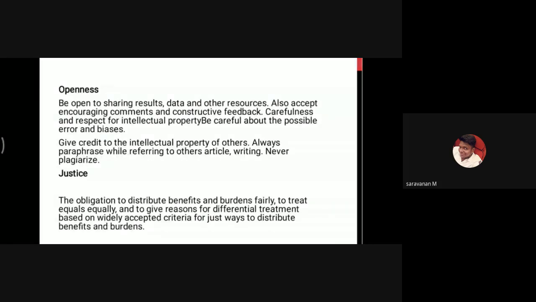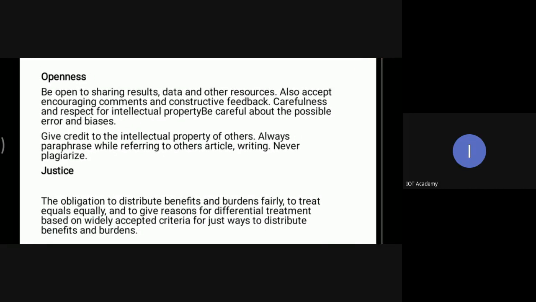And of course, we have to take care of intellectual property rights also. We are not infringing on the privacy of anyone, and we are not copying the work or stealing the logo, and so on and so forth. However, being pragmatic, people do it very nicely. And of course, we have to give credit to the intellectual property of others, as I told you, not referring to others' articles as your own under your own name.